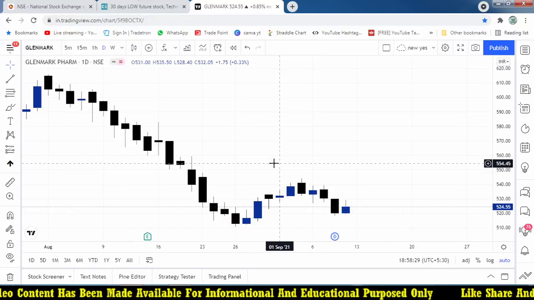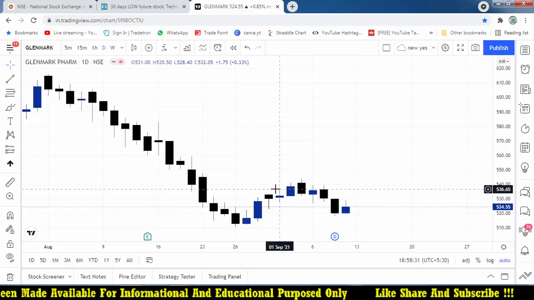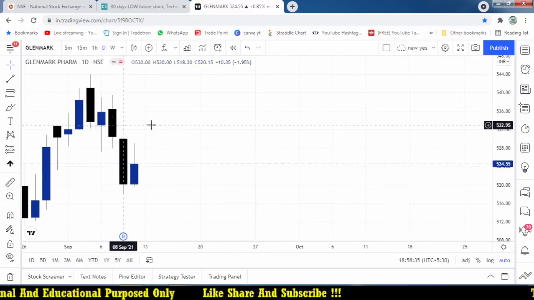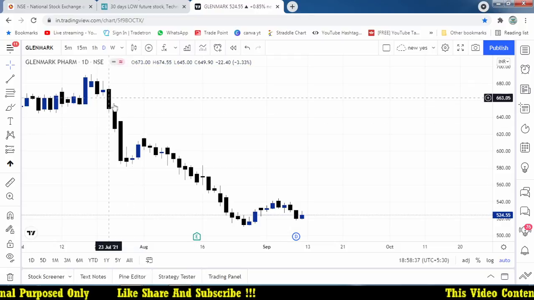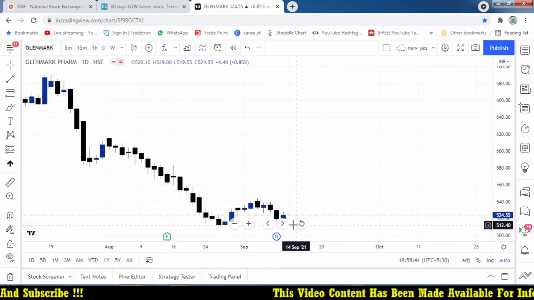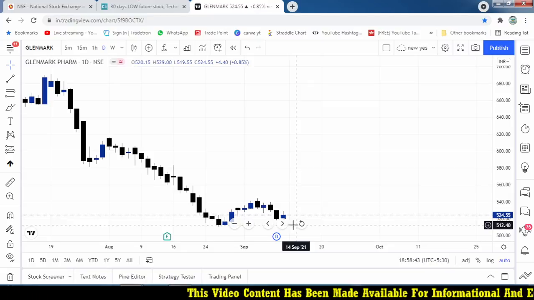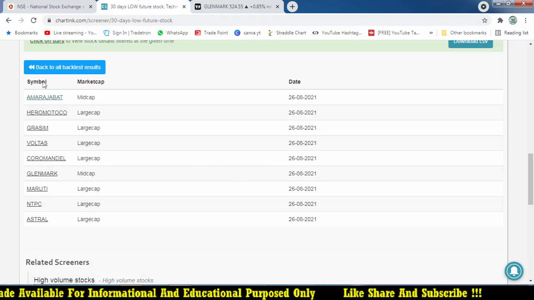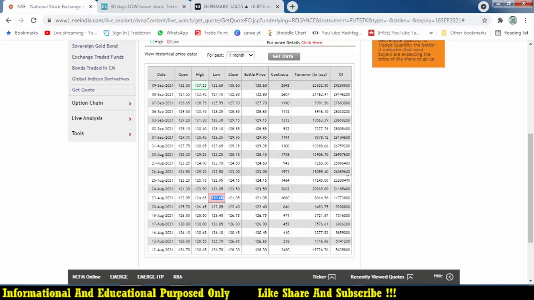If you are an equity trader, you buy and hold for 2 to 3 days, and that will give you a result. After such a great down movement in the stock, previously it keeps on moving down, we find an opportunity to make a trade at the lowest level. That is what is very important. And we can find a lot of stocks, like Voltas, Coromandel, Glenmark, Maruti, NTPC. So many stocks. Let's go to Amara Raja Batteries.